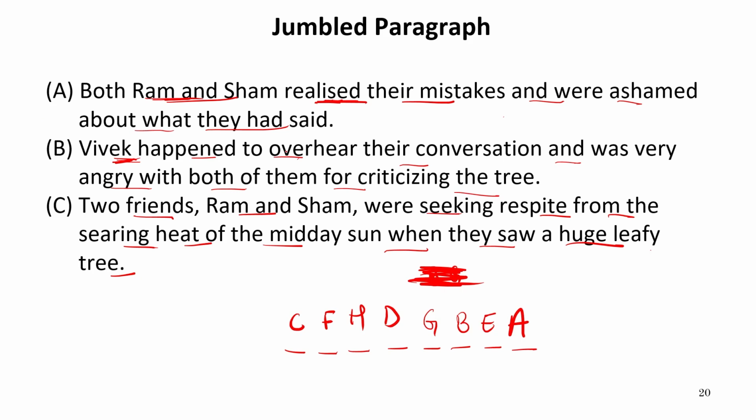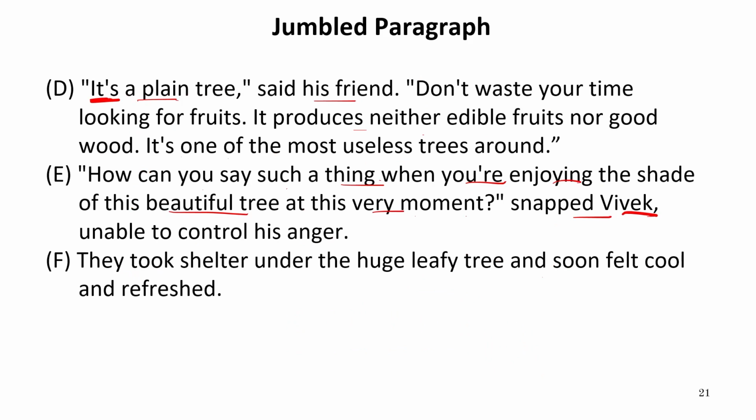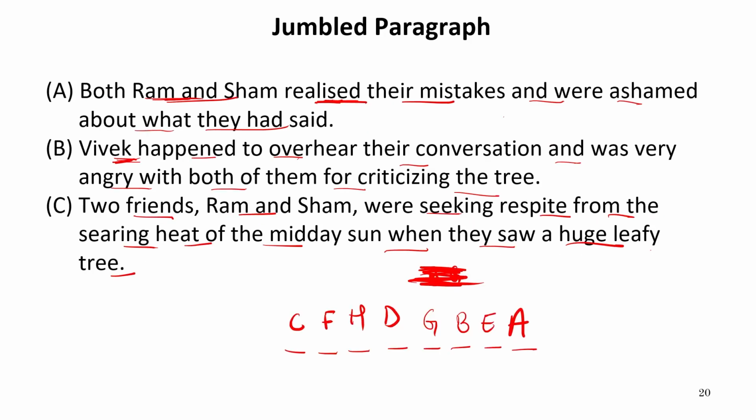Vivek happened to overhear their conversation and was very angry with both of them for criticizing the tree. "How can you say such a thing when you are enjoying the shade of this beautiful tree at this very moment?" snapped Vivek, unable to control his anger. Both Ram and Sham realized their mistakes and were ashamed about what they had said. So, this will be the entire sequence.